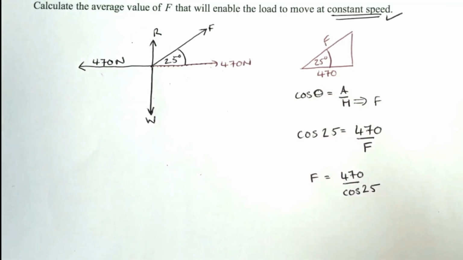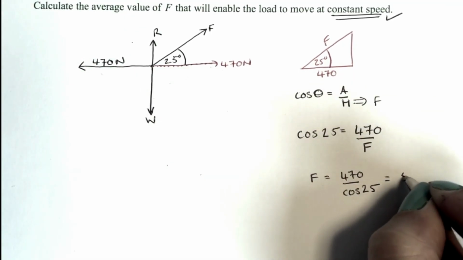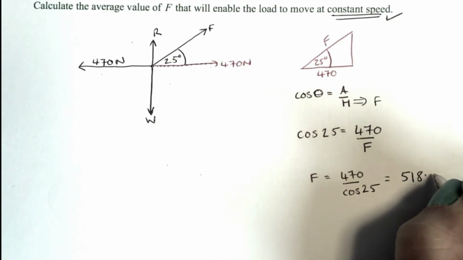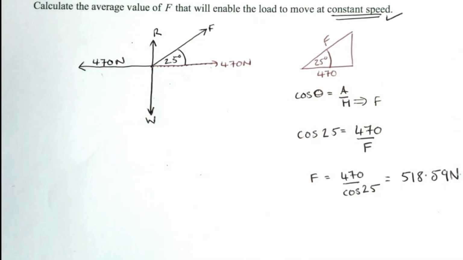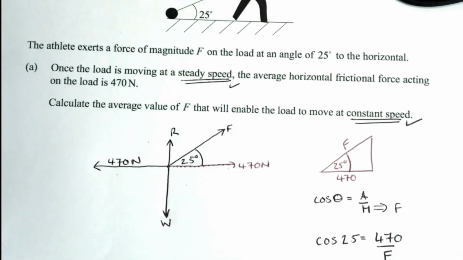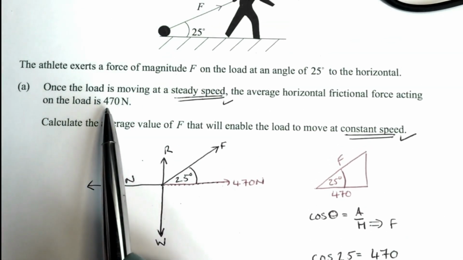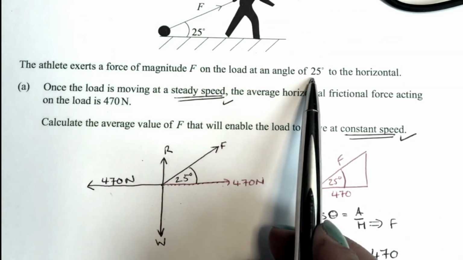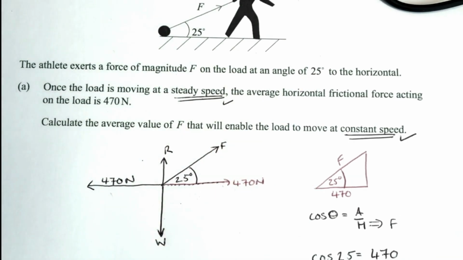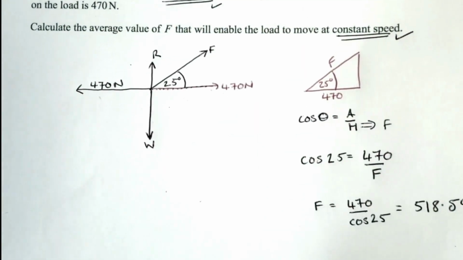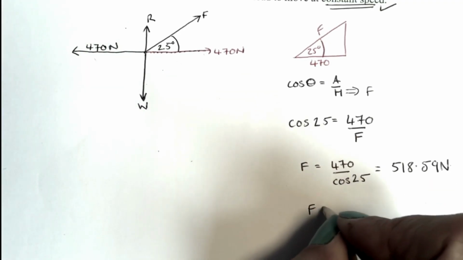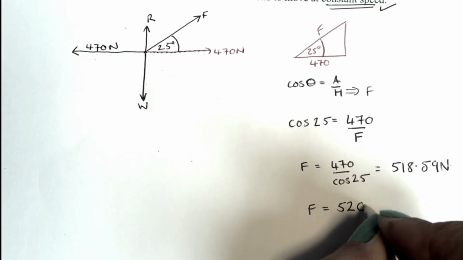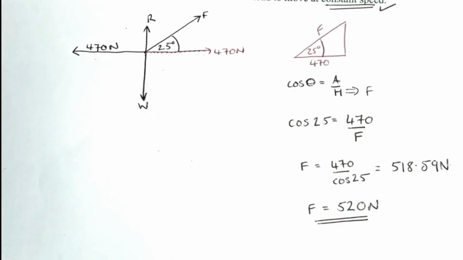That gives us a value of 518.59 newtons. If we go back to the question, you can see that the data is given to two significant figures. So our answer should also be given to two significant figures. So our final answer for F is 520 newtons.